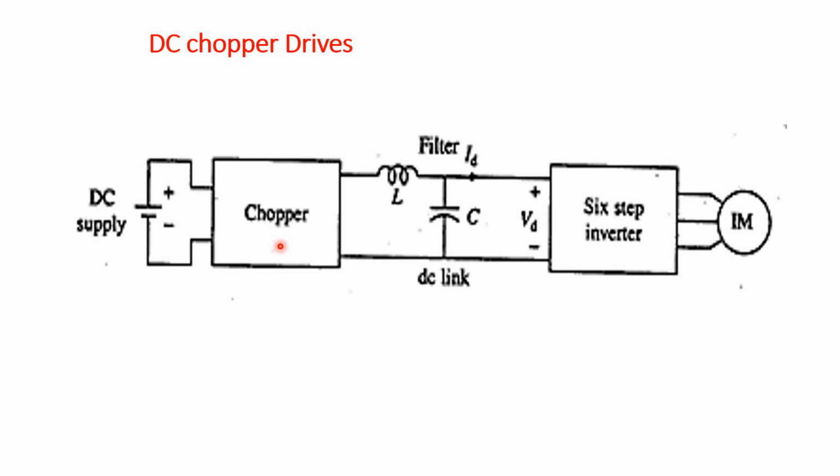Self-commutated devices such as MOSFETs, transistors, IGBTs, GTOs, and IGCTs are used for building choppers because they can be commutated by a low power control signal, do not need a commutation circuit, and can be operated at high frequency for the same rating. Chopper circuits are used to control both separately excited and series motors.